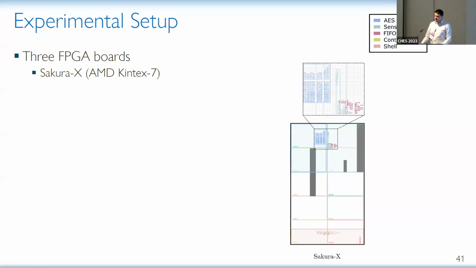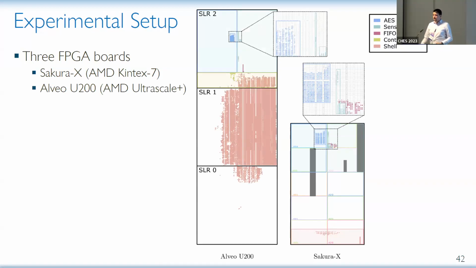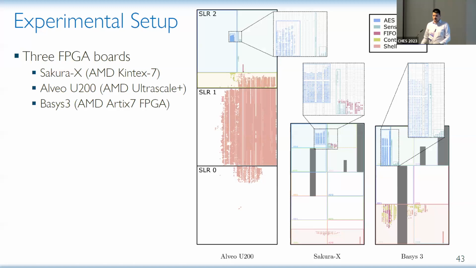We use 3 different boards for our evaluation. One is Sakura X, which is the power side channel evaluation board. We use the Alveo U200, which is a data center scale FPGA board. And finally, we use a small Basys 3 board, which we use for temperature experiments, which we don't show in this presentation, but interested readers are encouraged to read it in the paper.